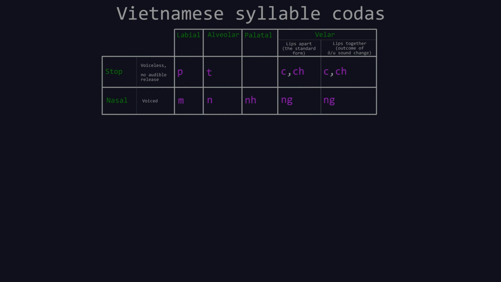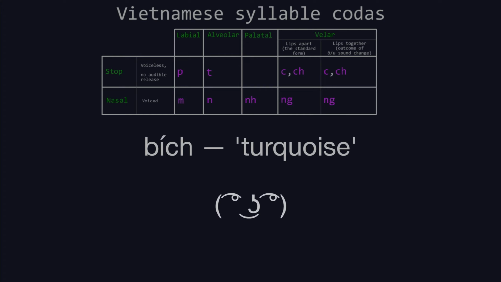The next thing I want to point out is the weird spelling here. If you see a CH at the end of the word, it's pronounced like a K sound, and this is probably the result of some sound change somewhere. Which also means, unfortunately, that the word on screen here, which means turquoise, is actually pronounced beak.